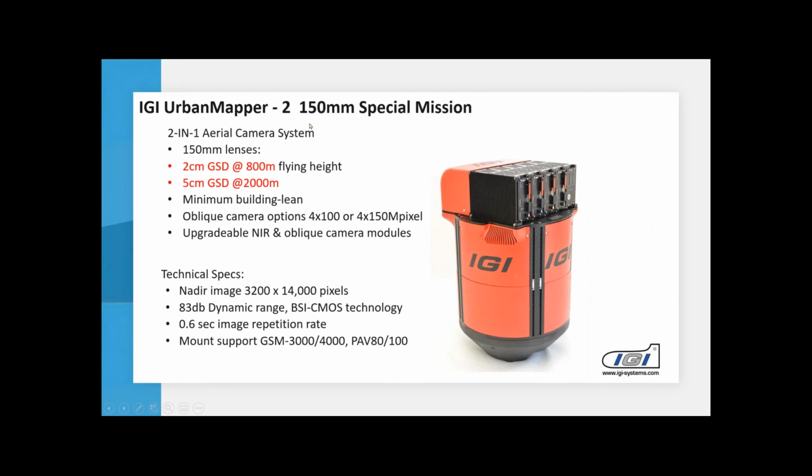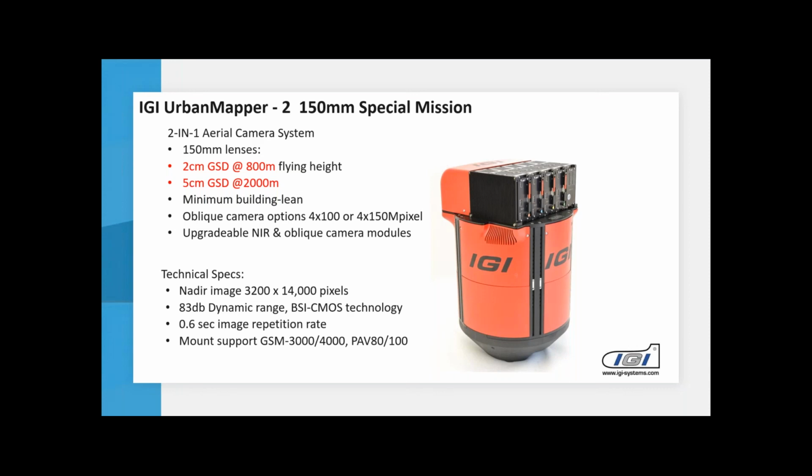So the data set of Münster that you have seen has been flown with a special version of this UrbanMapper 2, a version with 150 millimeter focal length in the native view. With 150 millimeter lenses, we can reach 2 centimeter ground sample distance at 800 meters flying height, or let's say 5 centimeters GSD at 2000 meters flying height.